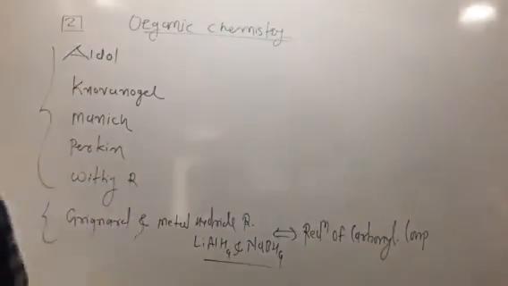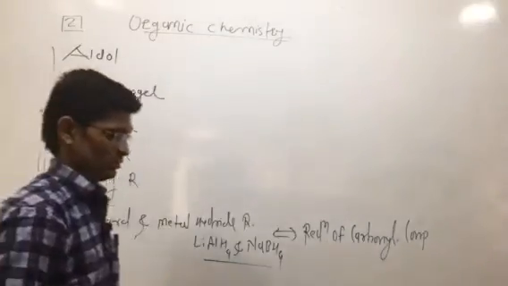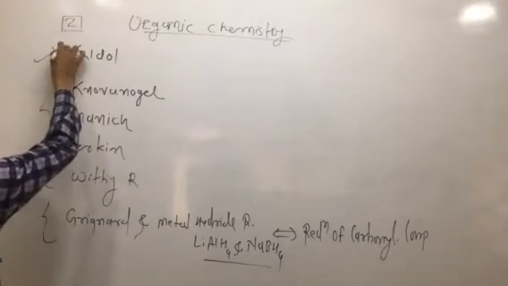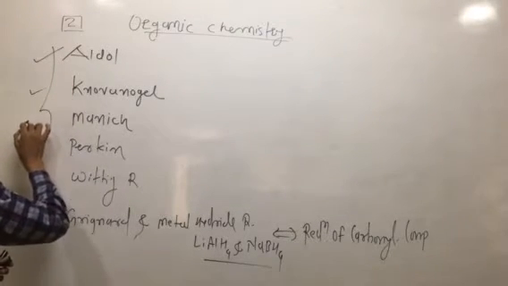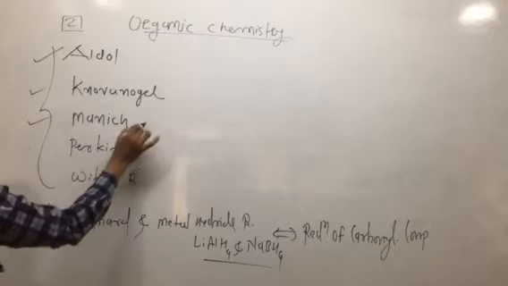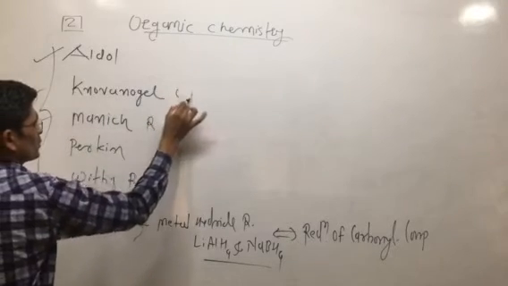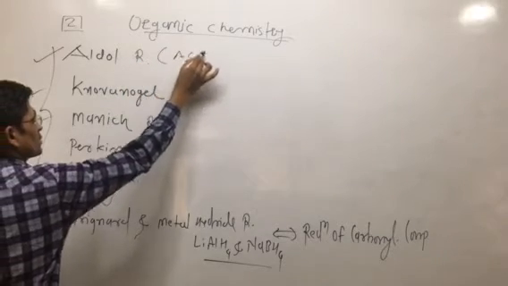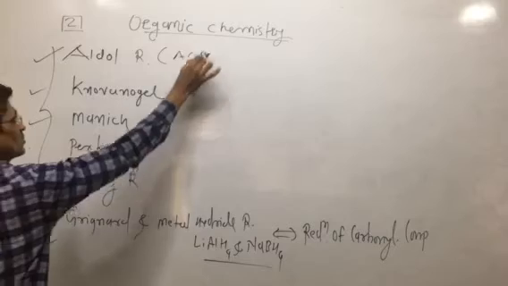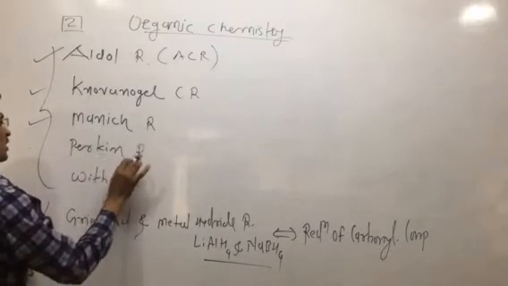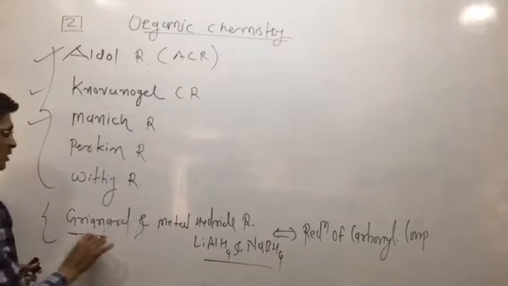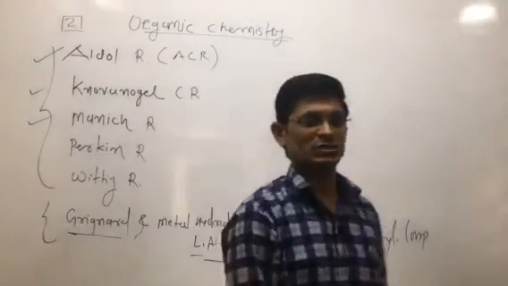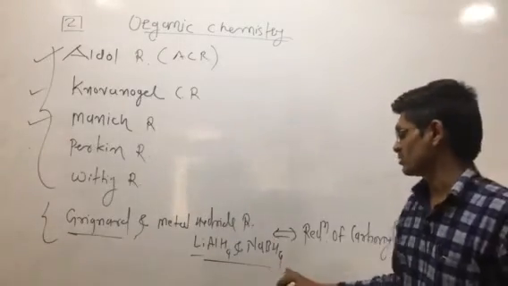Here, in continuation of our parts, that is organic chemistry, topic second. In topic second, we'll learn the aldol reaction, Knoevenagel condensation, Mannich reaction, aldol condensation reaction, Perkin reaction, Wittig reaction, Grignard reagents, that is Grignard reactions, and metal hydride reductions, that is by using lithium aluminum hydride and sodium borohydride.